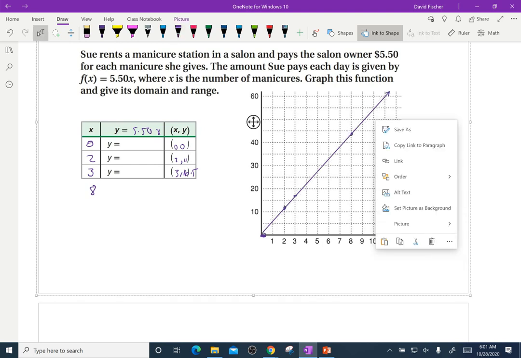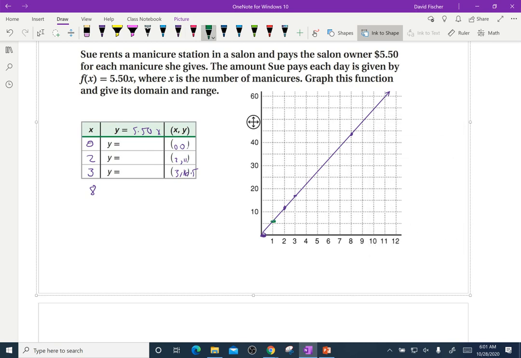Okay. So now I can come back and I can make my dots, and I can make some predictions. It's not a very good scale here, but wherever I have a whole number, I'm going to make a dot. And that means I don't have to do all these math problems. Okay, so now it says graph the function we did, give its domain and its range. So we can do this.